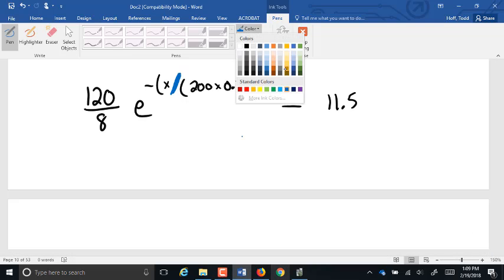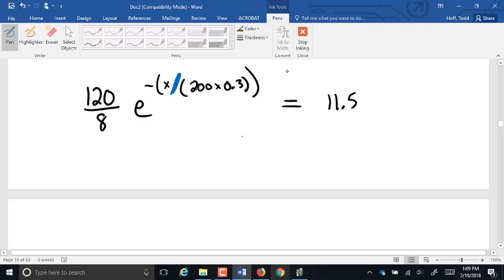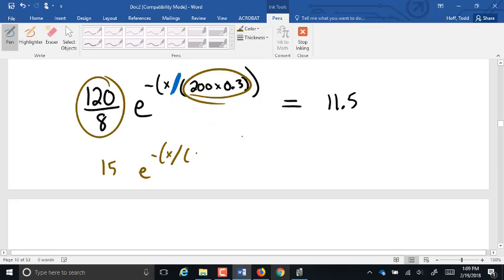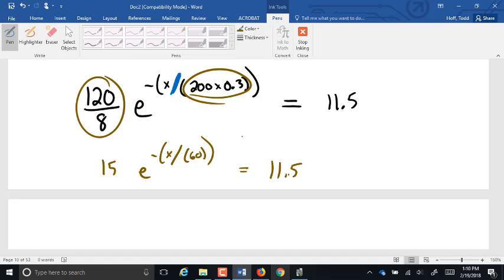Okay, so this is one that actually has some things we can do before we start to solve. What's the 120 divided by 8? You could also multiply it by 8 over 120. But this one divides out even, so we'll do it as 15. What is 200 times 0.3? 60. That makes life a little easier for us. Now, there are going to be times where they're not so easy to combine. And we'll look at that example next.